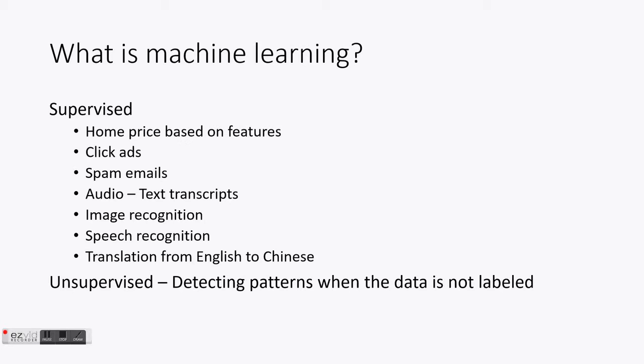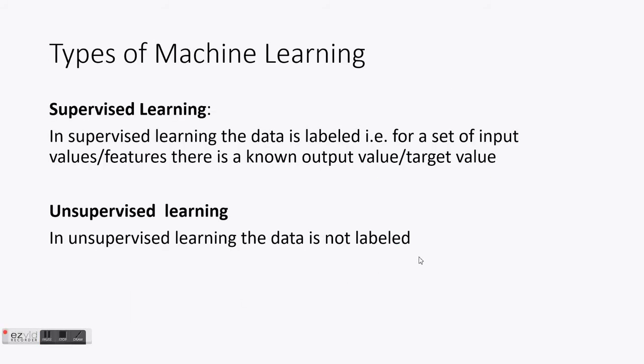Now, before I go further, I would like to make a small digression into machine learning and show some of the main concepts so that we can understand deep learning and neural networks much better. So there are two types of machine learning. Basically, supervised machine learning is when the data set is labeled: for a set of input values or features, there is a known output value or target value. And unsupervised learning is basically when the data is not labeled.